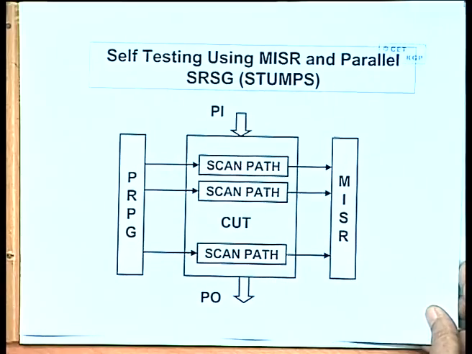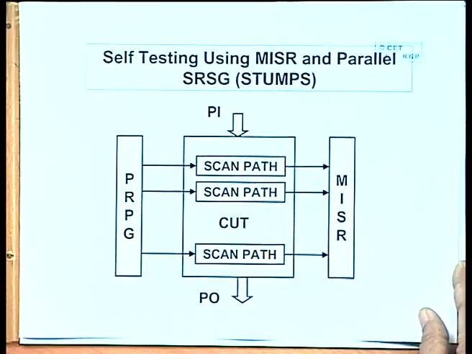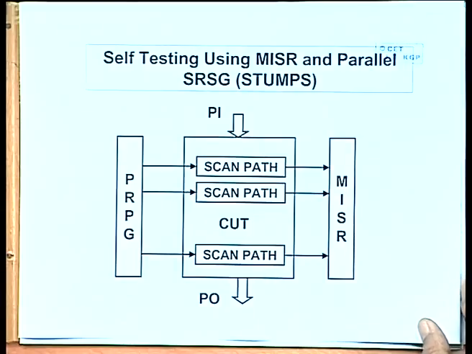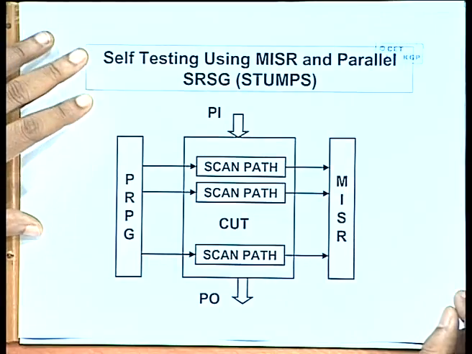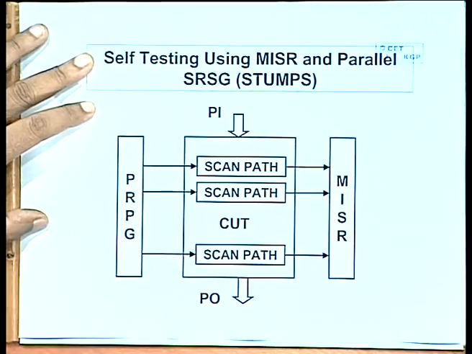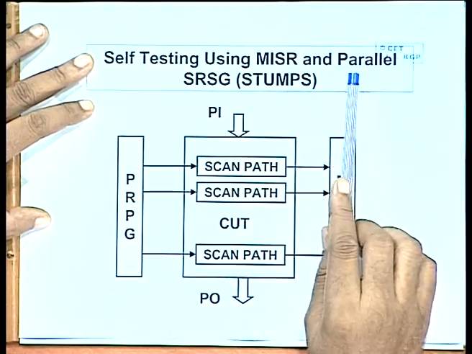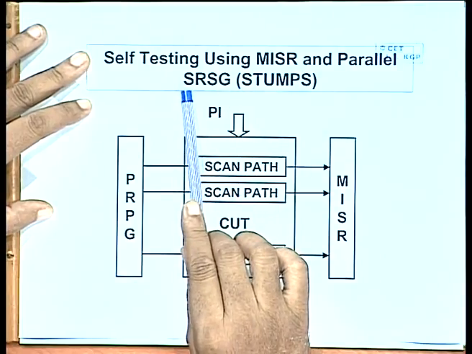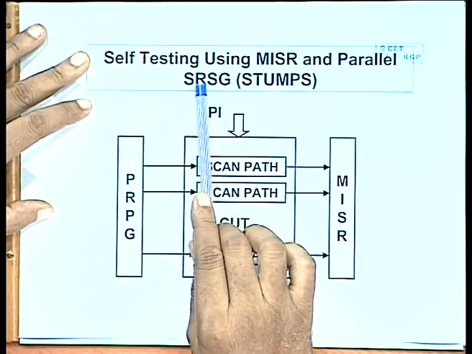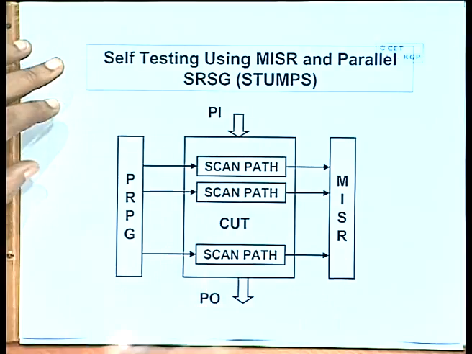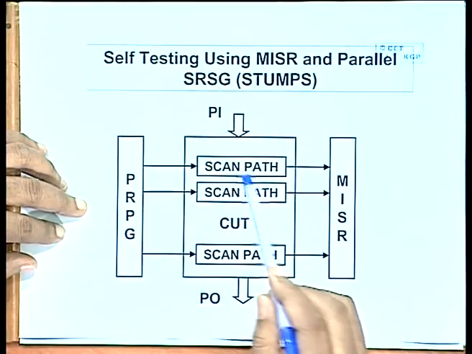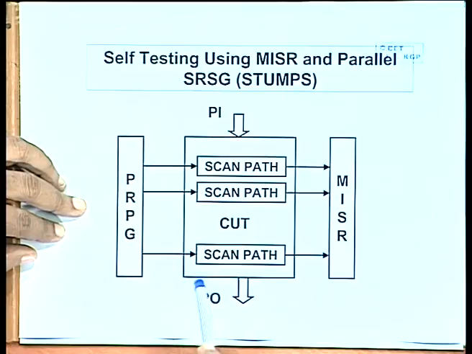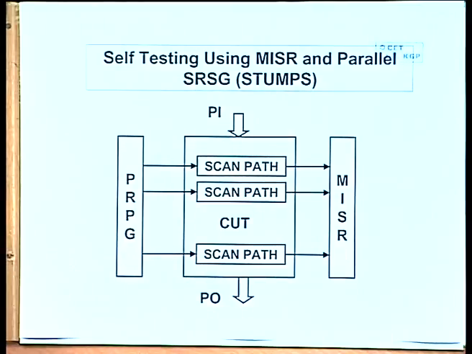This is a structure called STUMPS. STUMPS stands for self-testing using multiple input signature register and parallel, well, SRSG, which is serial random sequence generator. So, here the architecture looks like this.